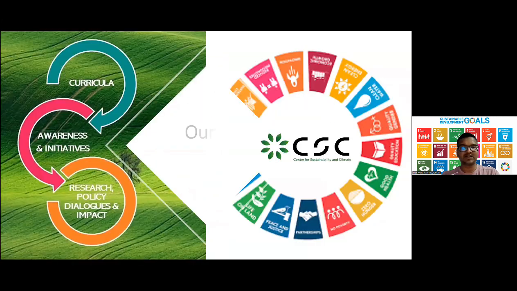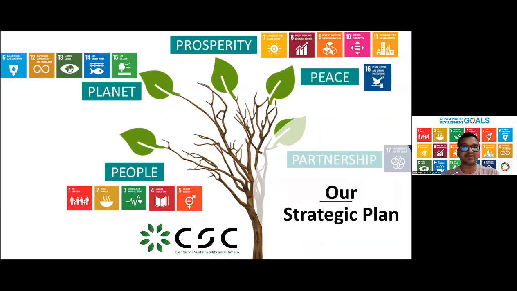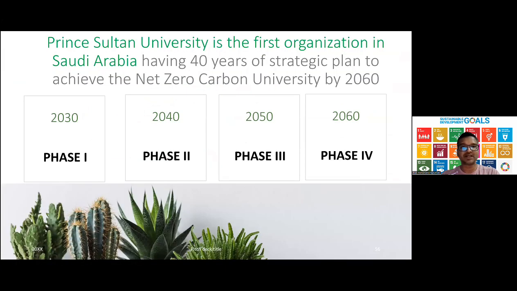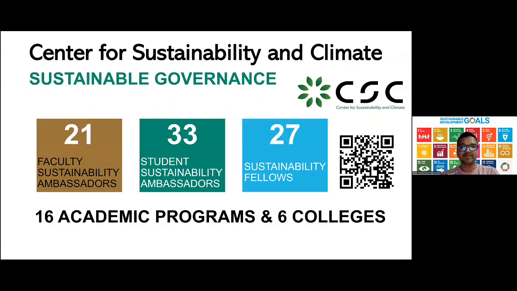We have our strategic plan we call the CAR. Of course, not the energy efficient car. Curricula, awareness and initiatives, research, policy dialogues, and impact. And this is aligning with the United Nations strategic plan: people, planet, prosperity, peace, and partnership. We are also the first organization in Saudi developing a 4 phases or 40 years strategic plan to become a net zero carbon university by 2060. In terms of the sustainable governance, we have the sustainability ambassadors, student sustainability ambassadors, sustainability fellows, and all the programs at PSU.